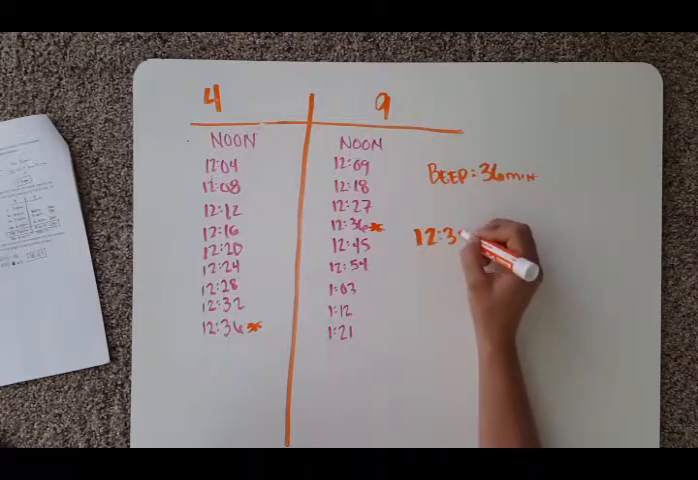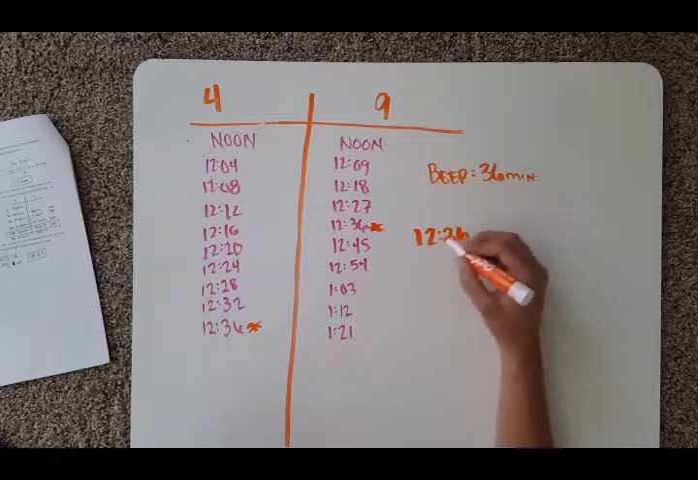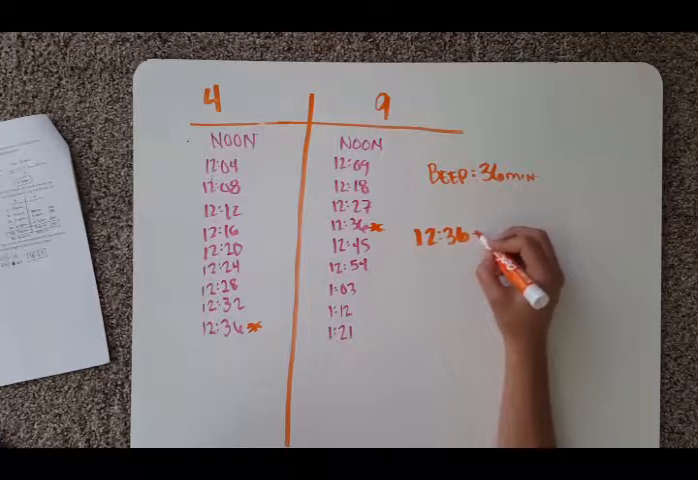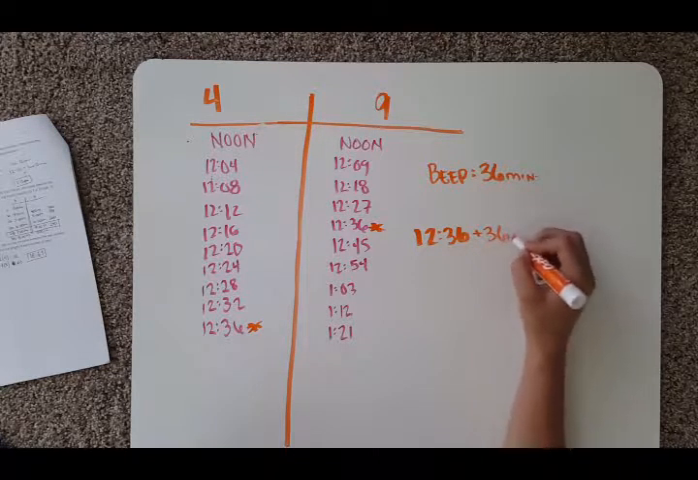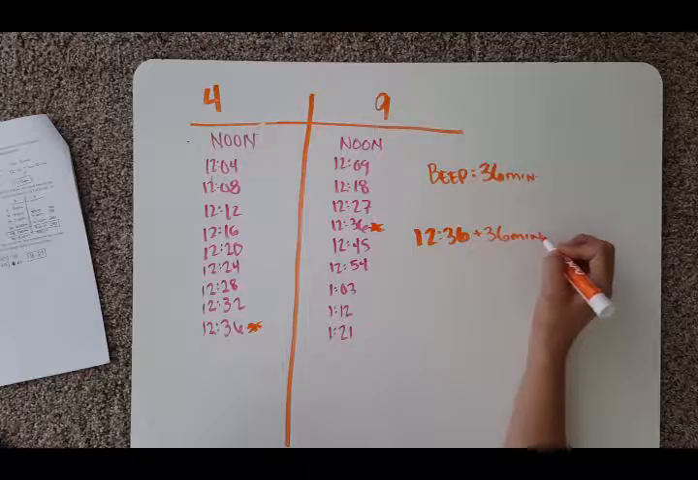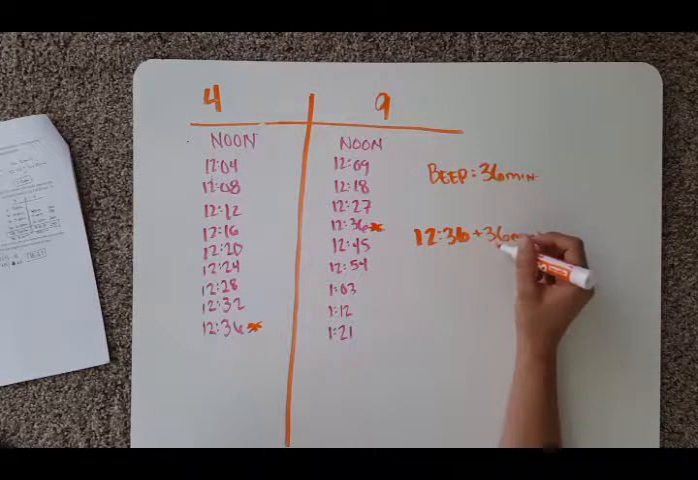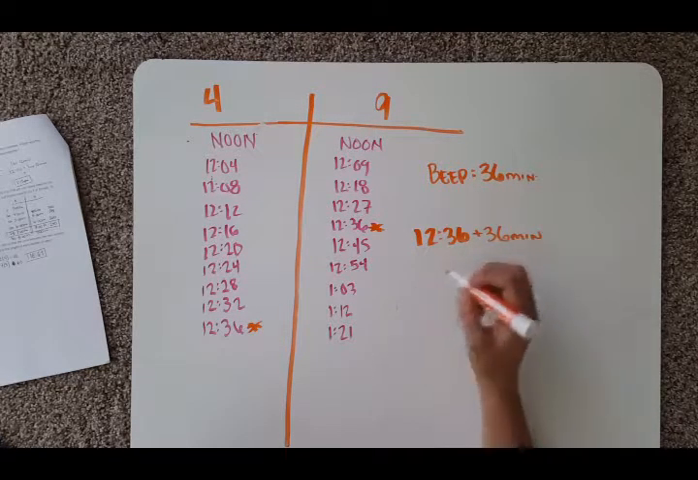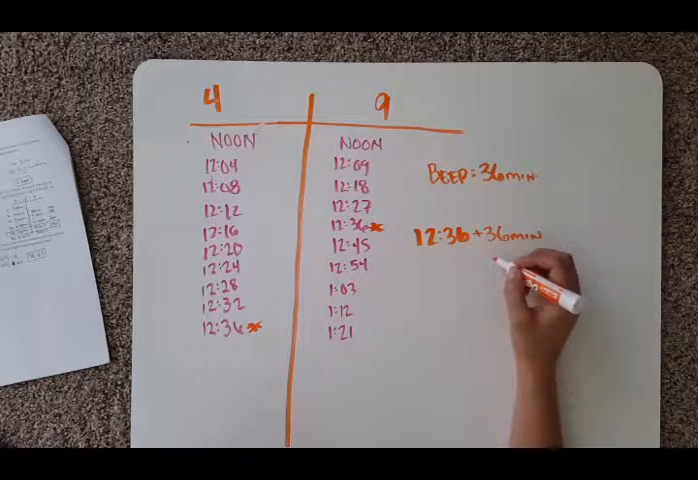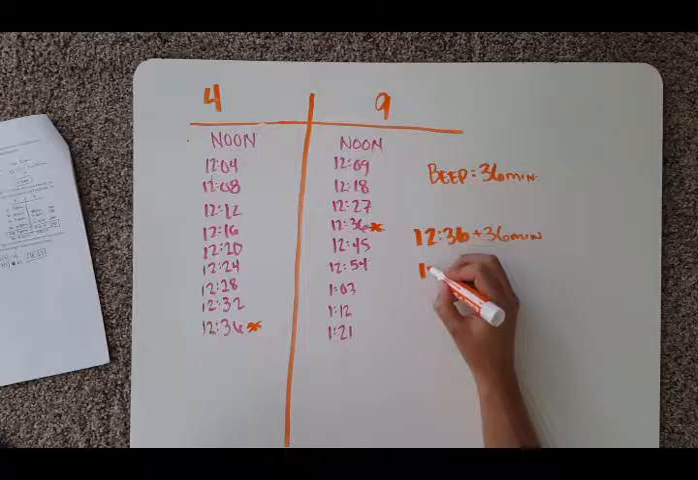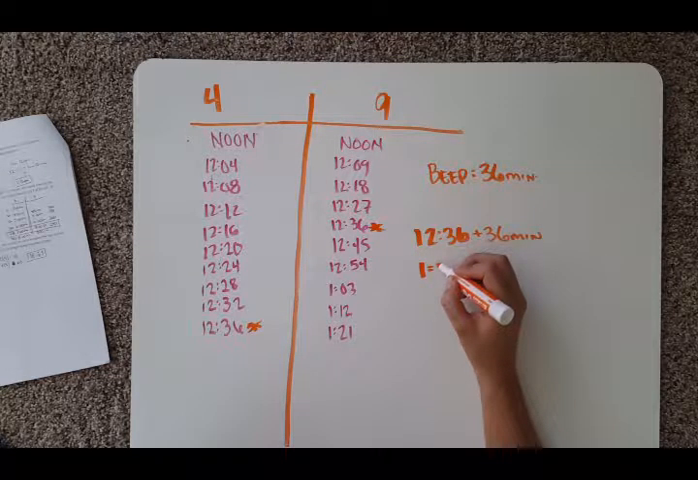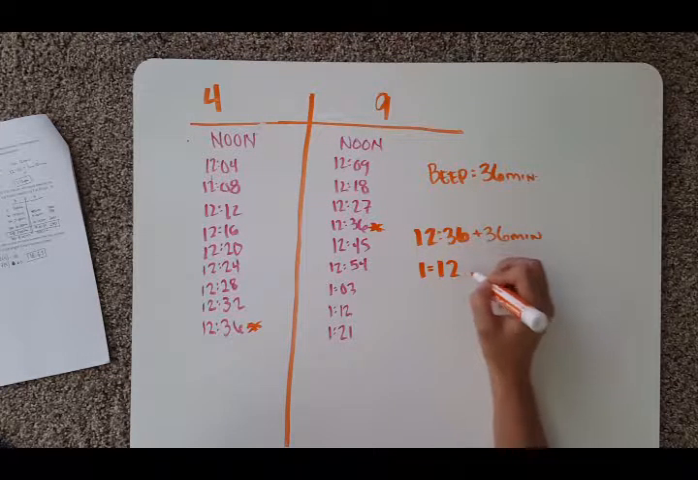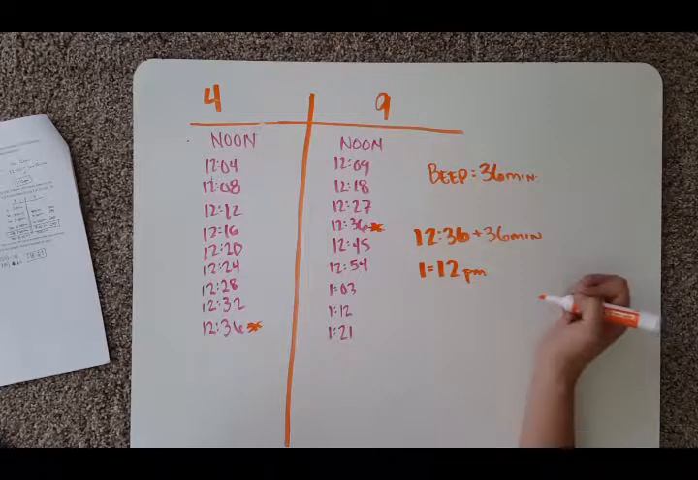So they first beep again after noon at 12:36, and they should beep again in another 36 minutes. So 12:36 plus 36 minutes is 1/2 hour, so that means that this would beep again at 1:12 p.m.